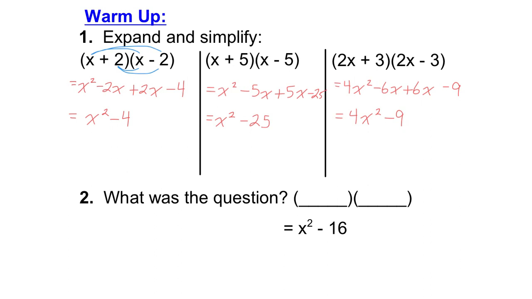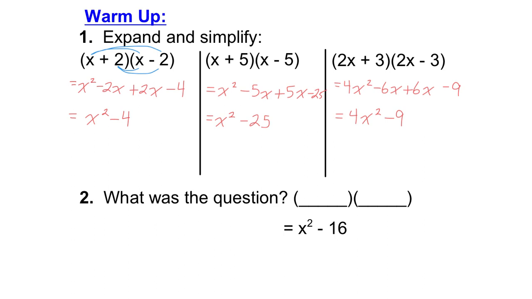Well, for the first one, remember expand and simplify means each of these terms gets multiplied by each of these terms. We end up with this. The like terms simplify. Negative 2x plus 2x is 0, so we're just left with x squared minus 4. For the next one, we have x squared minus 25, and for this one, we have 4x squared minus 9.